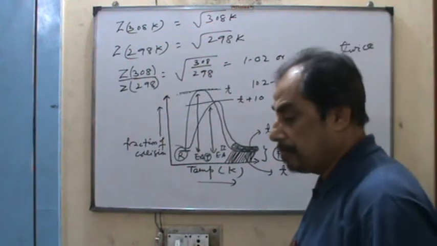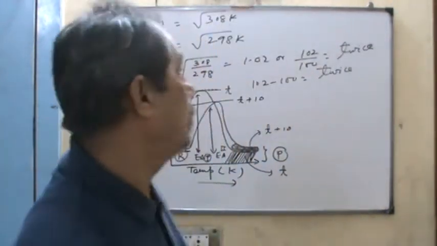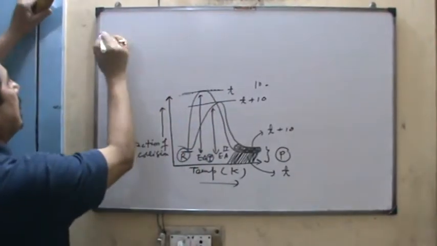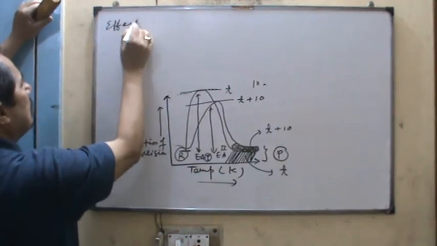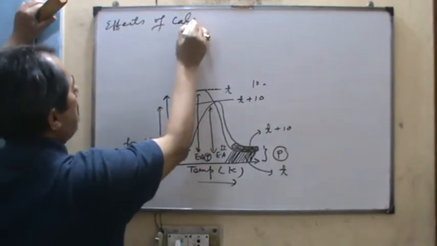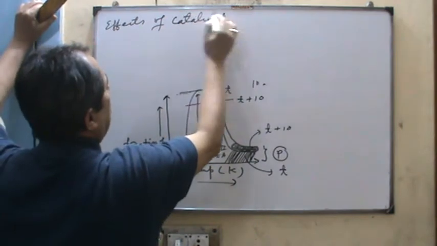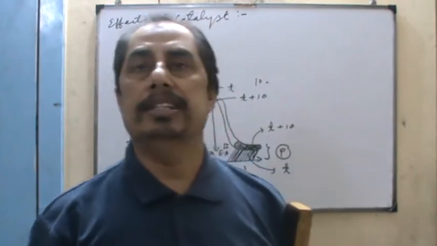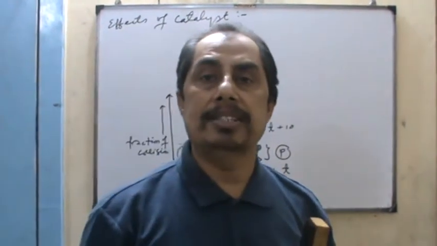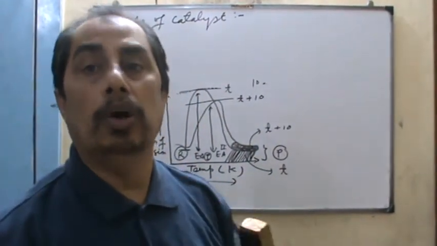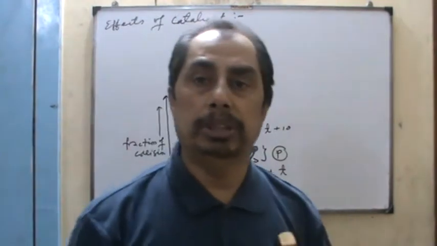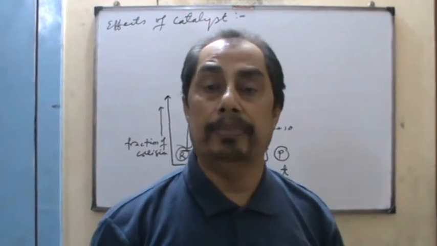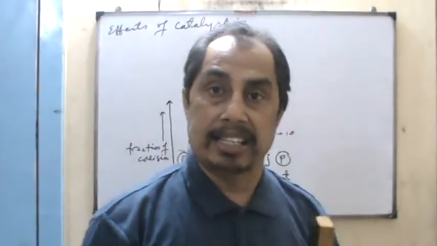Now, dear students, we can discuss the effect of catalyst on the rate of reaction. What do you mean by the term catalyst? So write down effects of catalyst. You know catalyst, what is catalyst? Catalyst is a chemical substance which can alter or change, positively or negatively, the rate of reaction without decomposing itself into anything else.